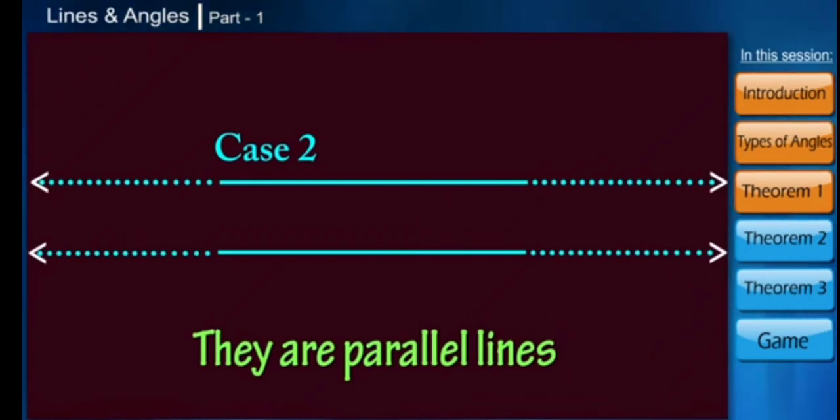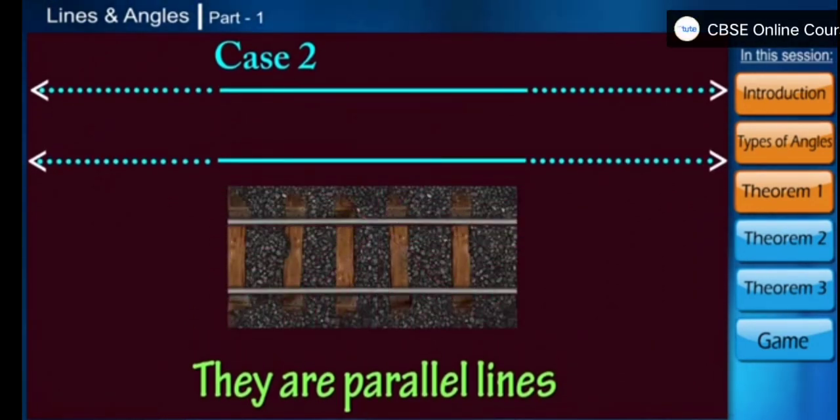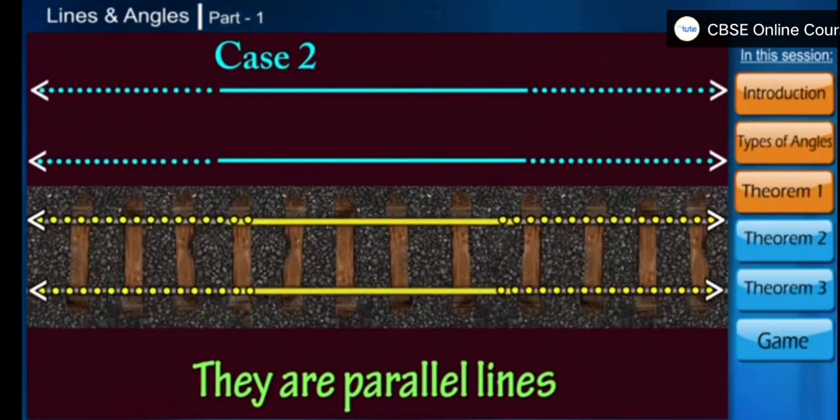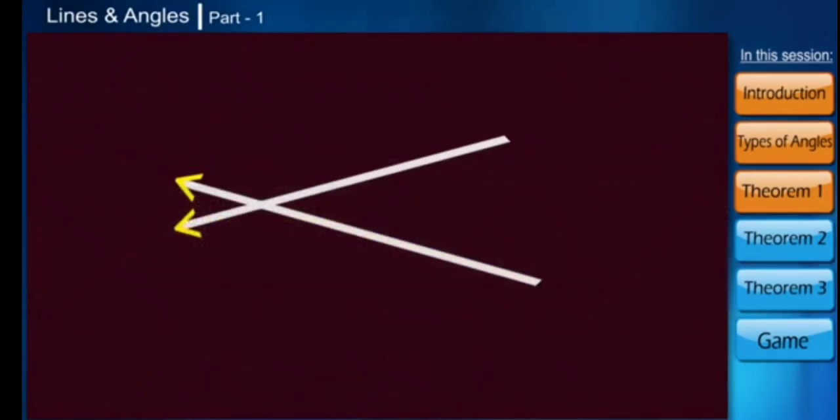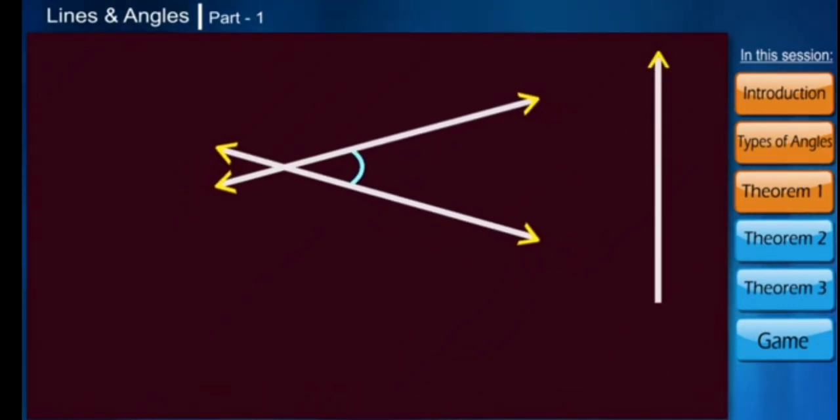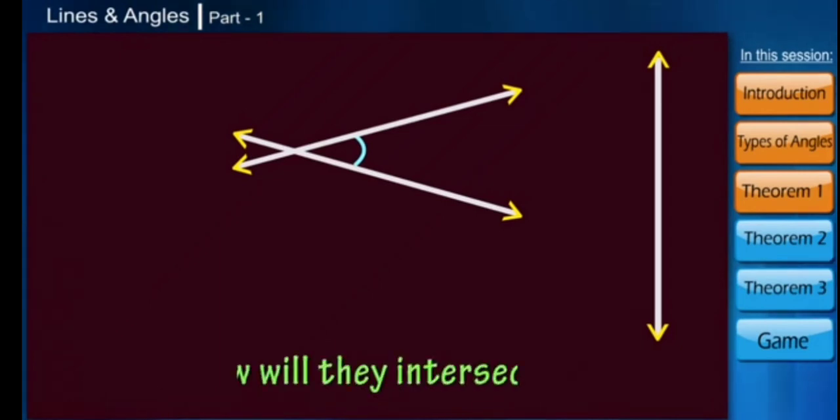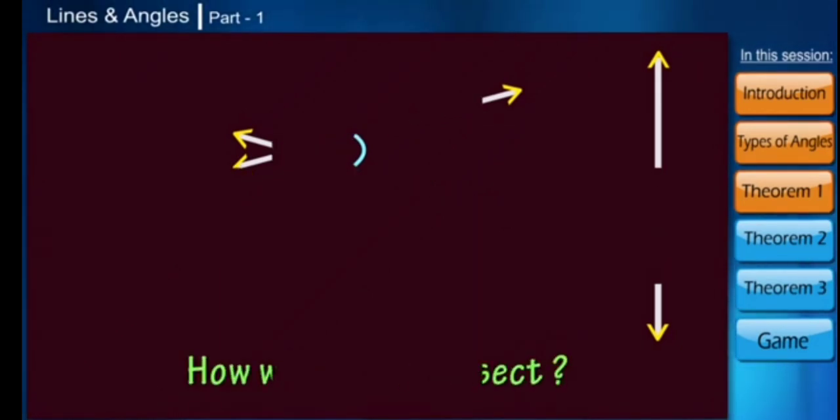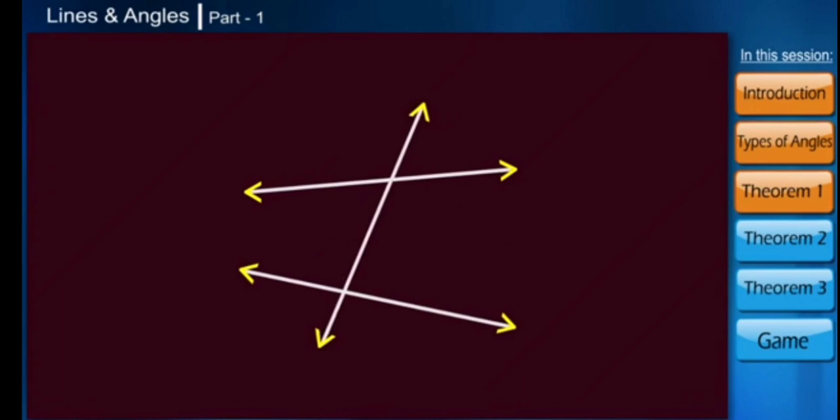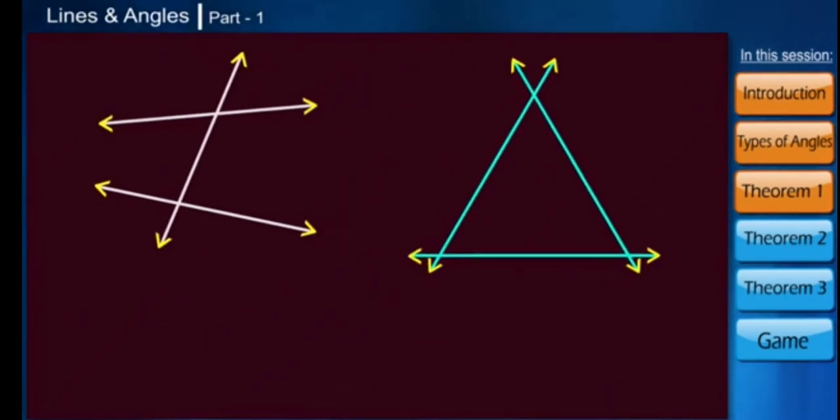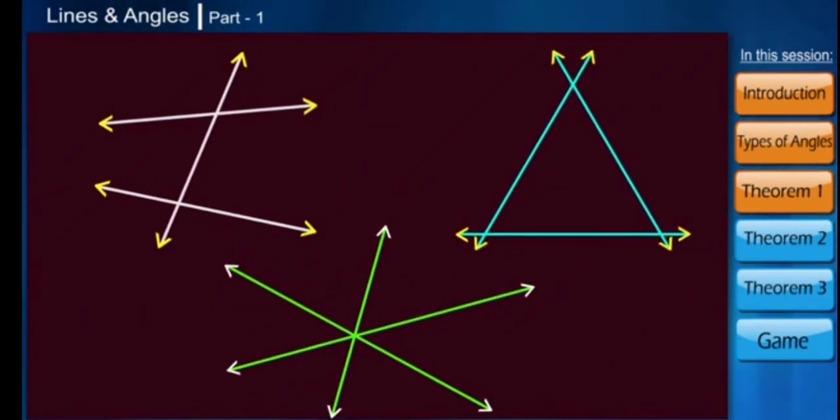Now just imagine this like a railway track. Two tracks are always running parallel to each other, but they never intersect or meet each other. So till now we have only two lines intersecting each other forming one angle. What happens when we have three lines? How will they intersect with each other? Let's see what are the various permutations and combinations related to the various angles that are formed.